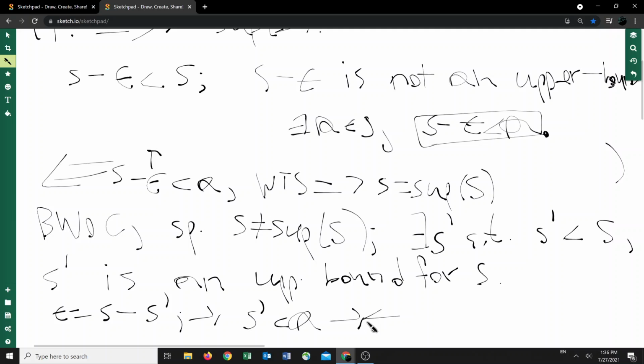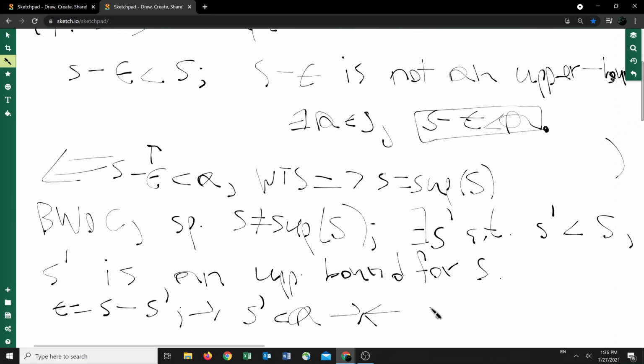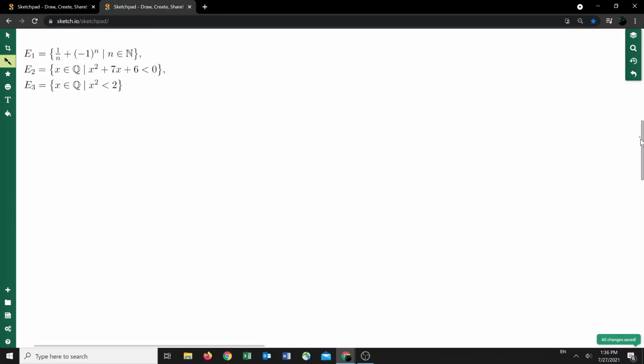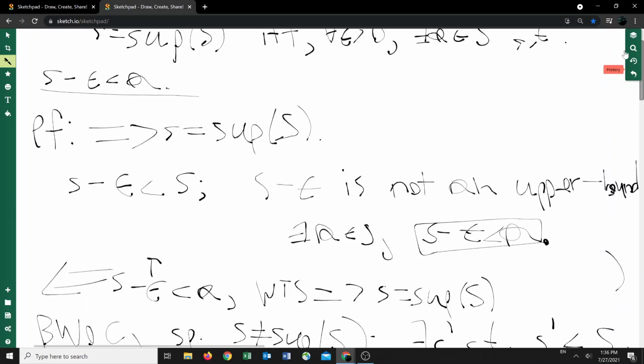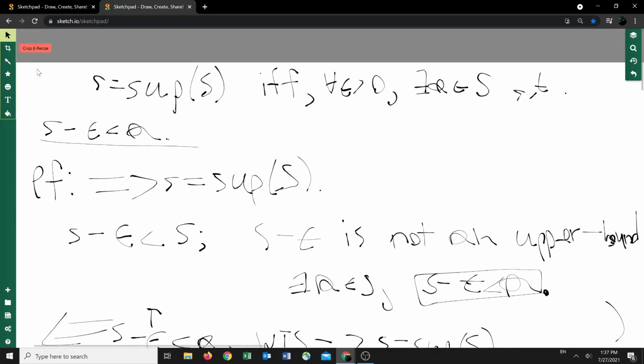So this is a contradiction, right? And that tells us that S equals the supremum of big S. So that's the idea of this proof. This is a nice little theorem. And now, for the last little thing before we get to the juicy examples, let's look at some really simple ones. So let's look at these simple little sets.